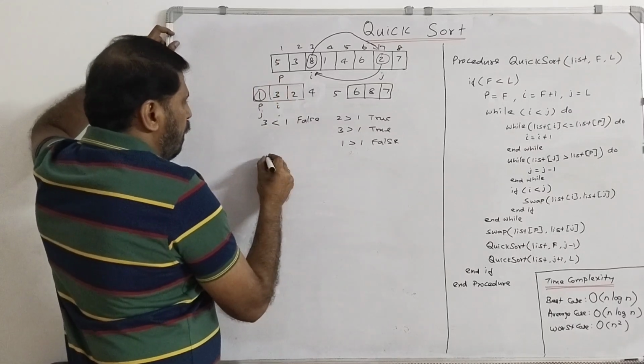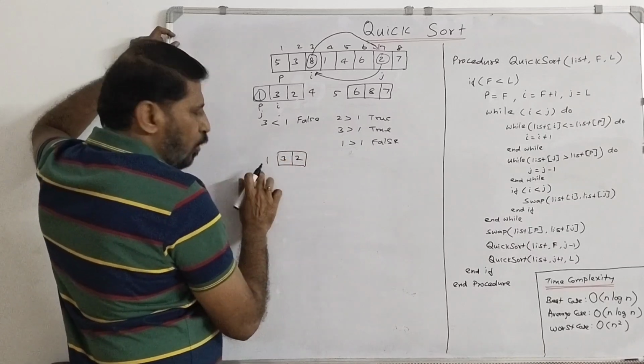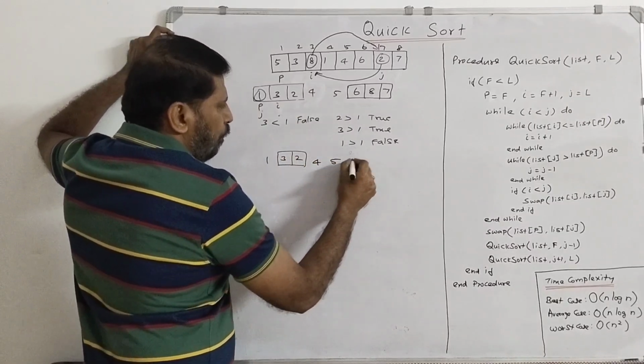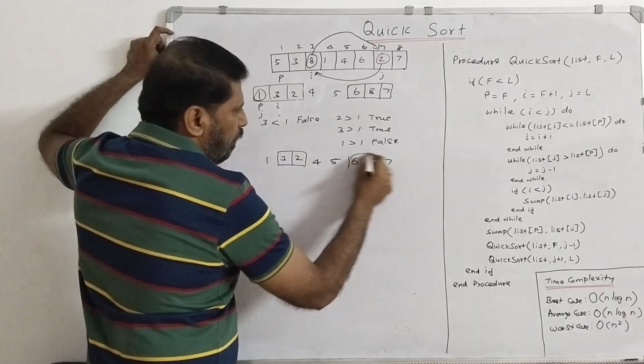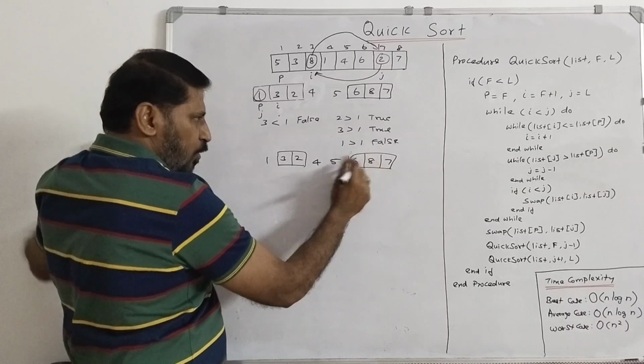So it means 1, 3, 2. It means that 1 is also sorted. 3, 2 remaining. 4, 5 already sorted. Then 6, 8, 7 remaining. Is the point clear? So this is what we are doing.